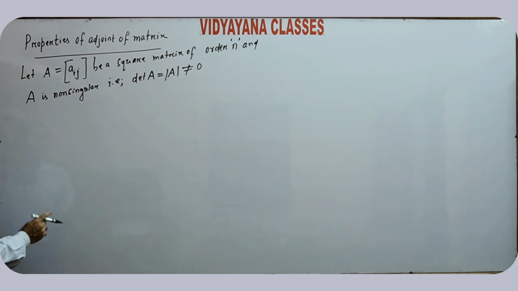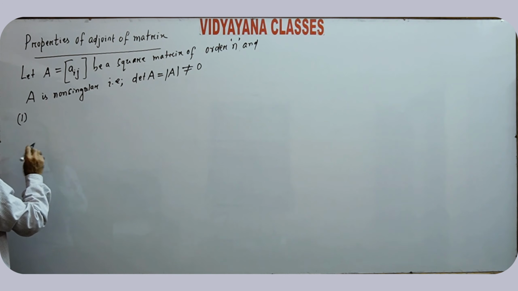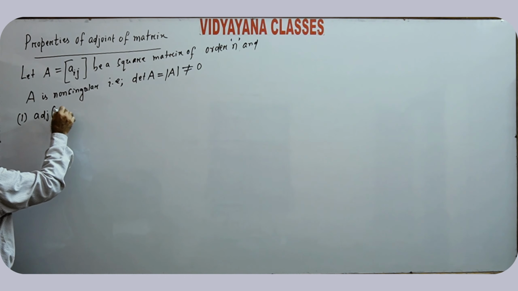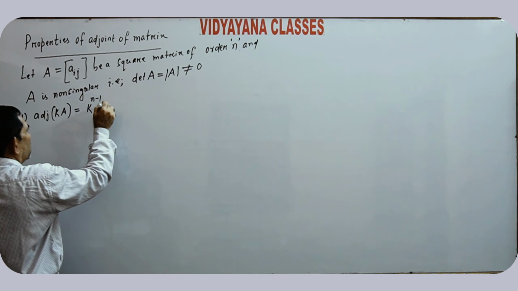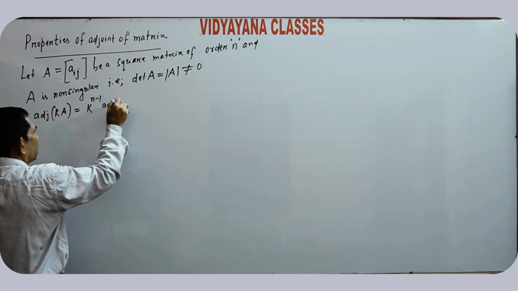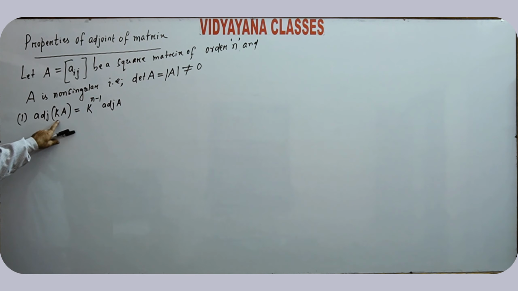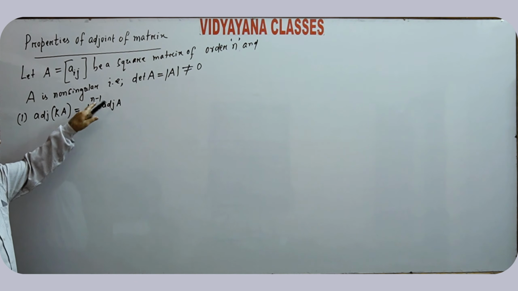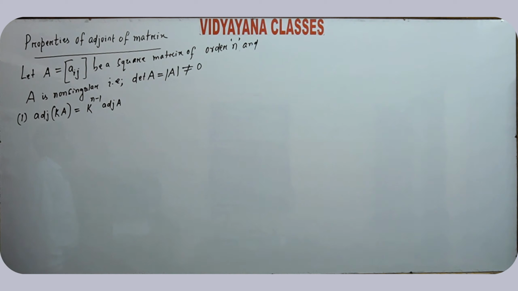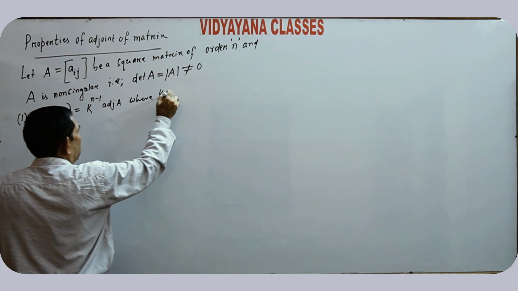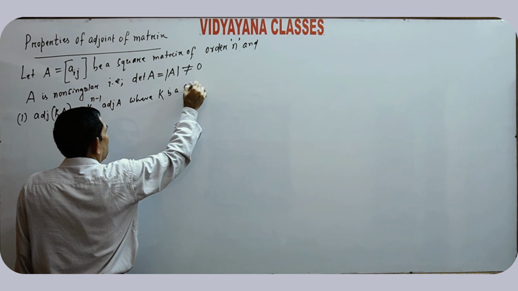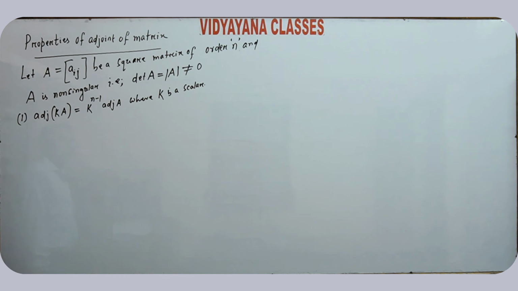Properties of adjoint of matrix. First property, adjoint of kA is equal to k to the power n minus 1 into adjoint A. Adjoint of kA is equal to k to the power n minus 1 adjoint A, where A is a square matrix of order n and k is a scalar. It is the first property.